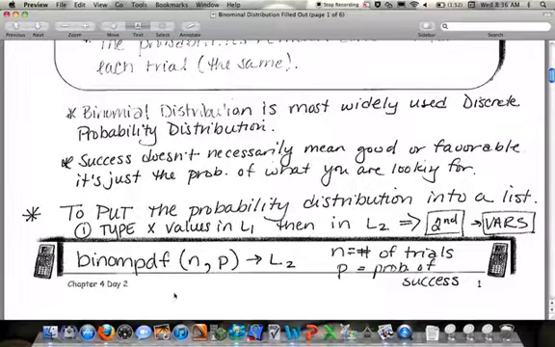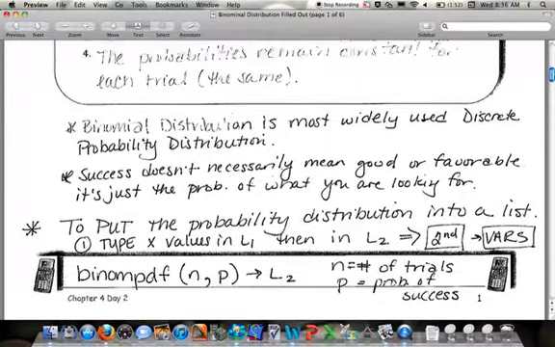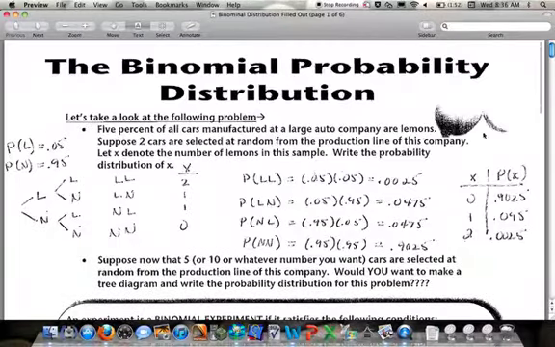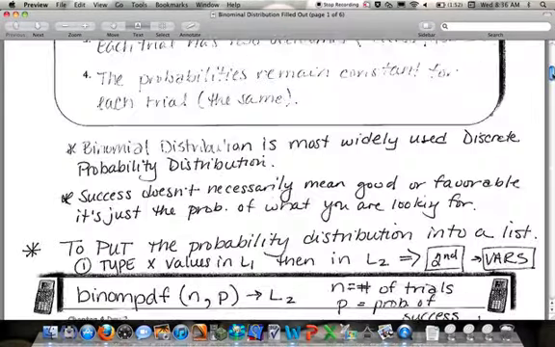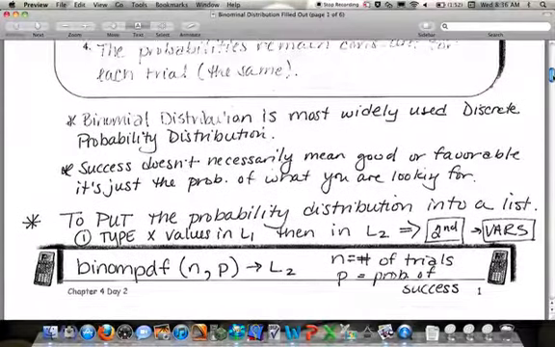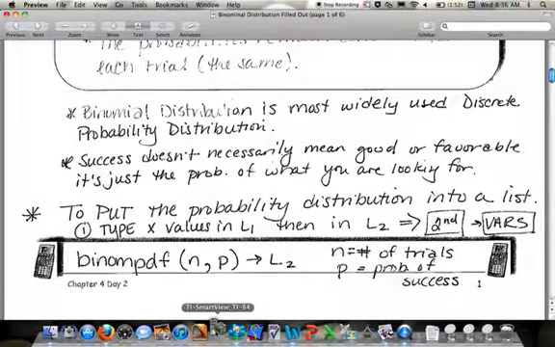All right, if I wanted to create this probability distribution in my calculator, the one that we just did up here, then all I would have to do is, in my calculator, type this command. So let's bring up this calculator here.